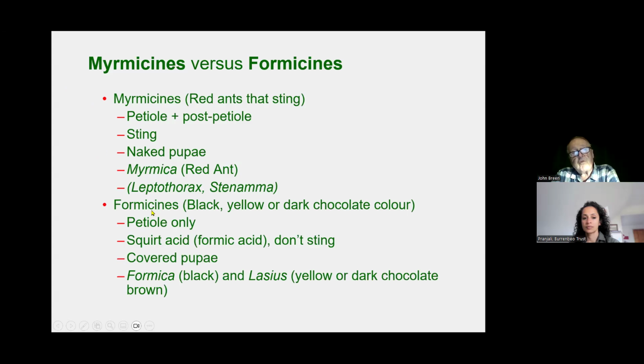The formicines, which will be formicas and lasiuses, they'll be black, yellow, dark chocolate brown. They only have a petiole. They have more or less lost their sting, so they don't sting, but they squirt formic acid. And I'll come back to that in a moment when we talk about wood ants. And if you look at them under a stone, they have covered pupae. And I'll show you pictures of what I mean by all of this in a moment. Formica are black, lasius are yellow or dark chocolate brown.